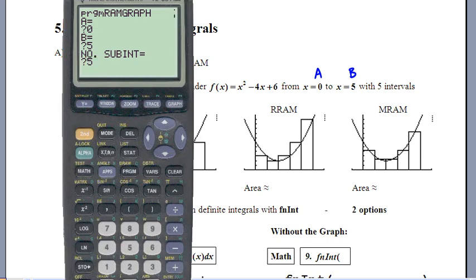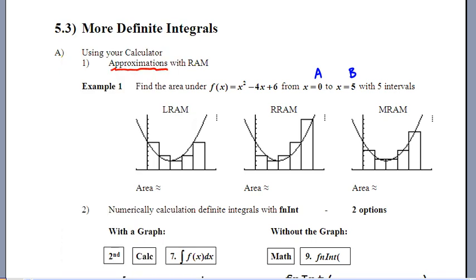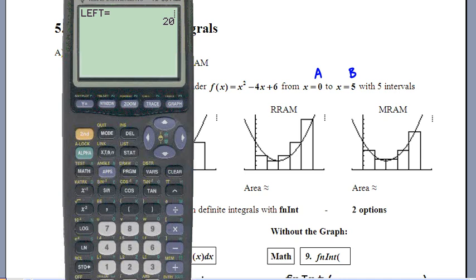And then my calculator goes and draws this. And it says, okay, all right, I've got an answer for you. The picture might look like this. There you go. Here's what it looks like if it's left attached, if it's an LRAM. And the value for that is 20. Okay, great. So these are just estimates of these definite integrals. They're not the correct value.